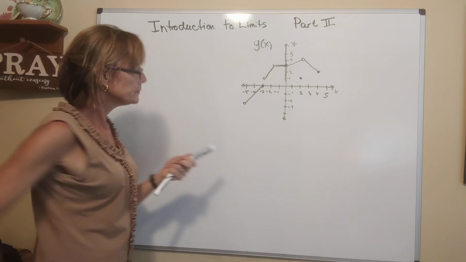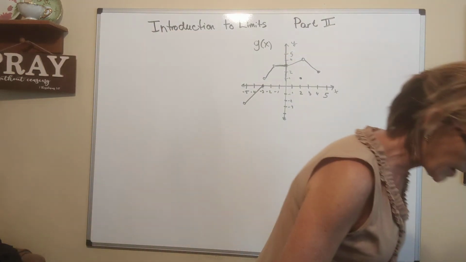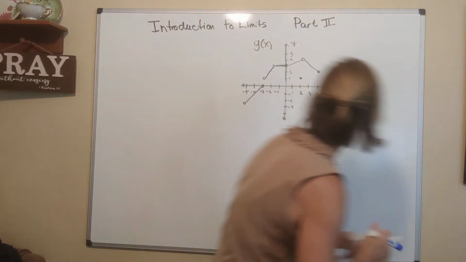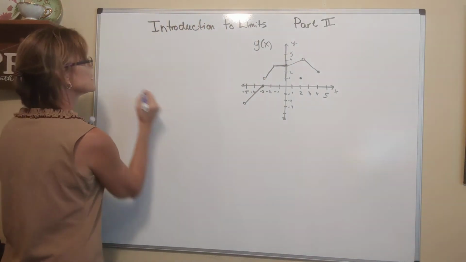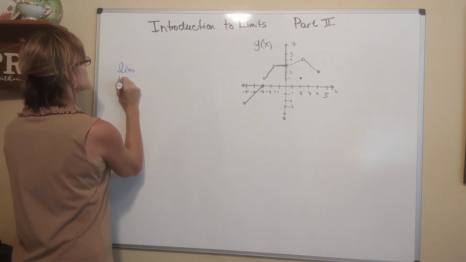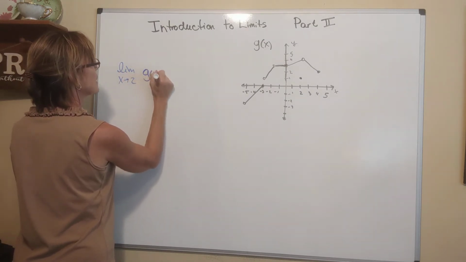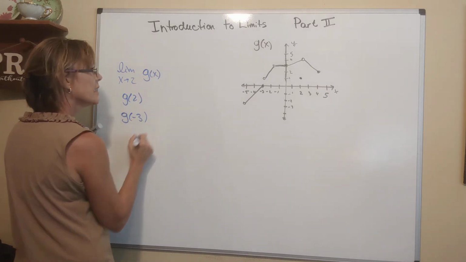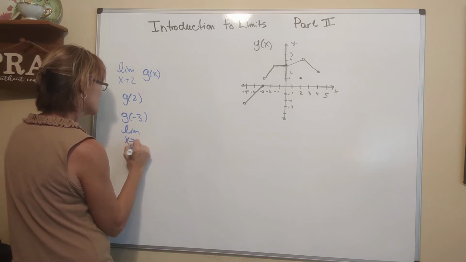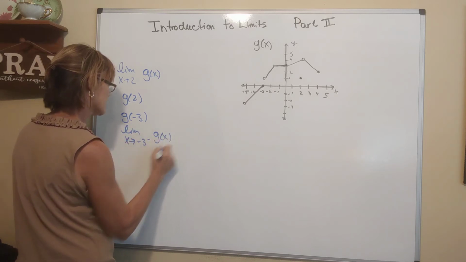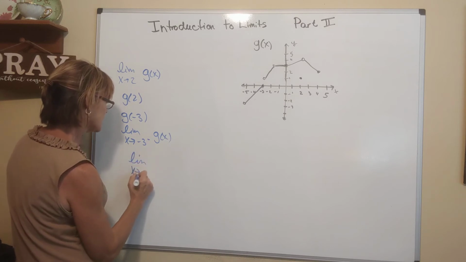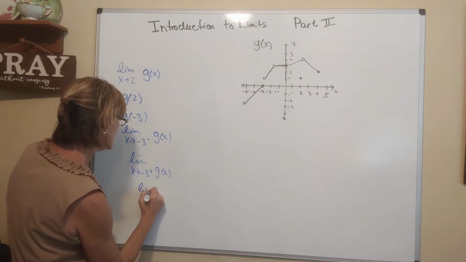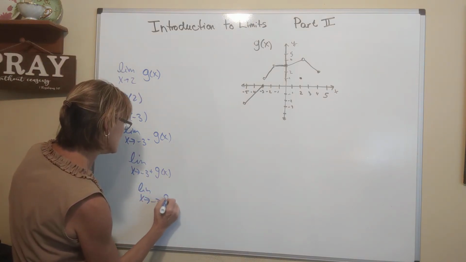What about the limit as x approaches 2 of g(x)? And what is g(2)? Let's answer that. What is g(-3)? What is the limit as x approaches -3 from the left of g(x)? What is the limit as x approaches -3 from the right of g(x)? What is the limit as x approaches -3 of g(x)?